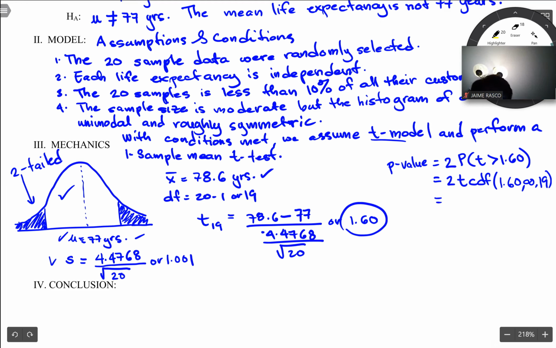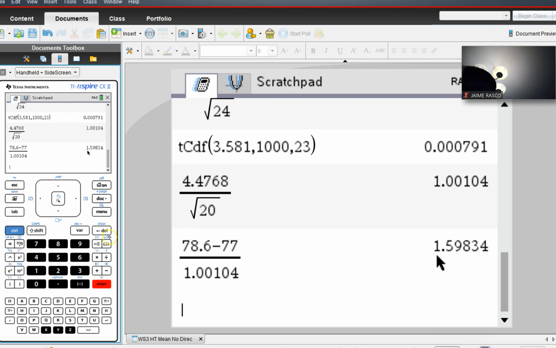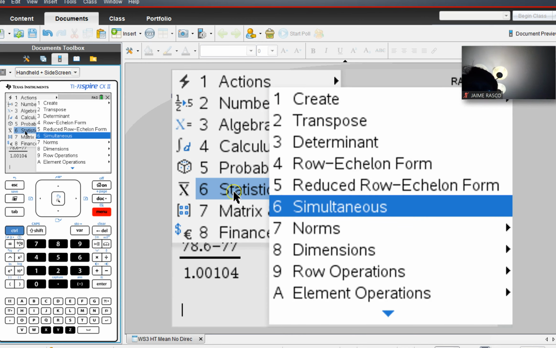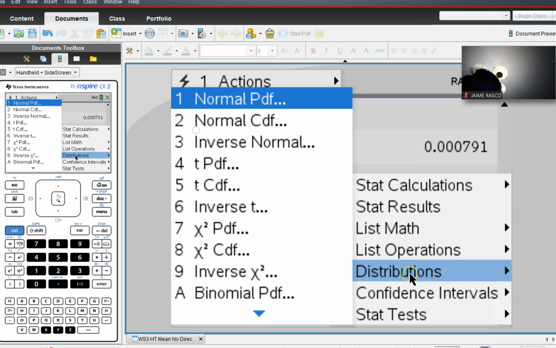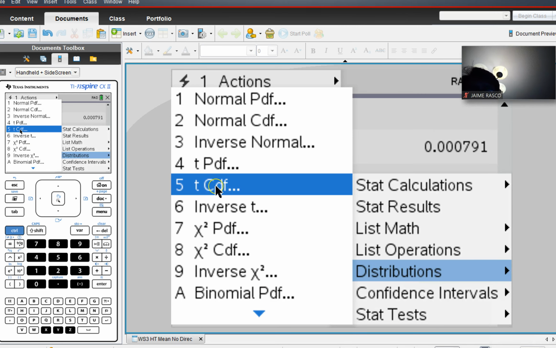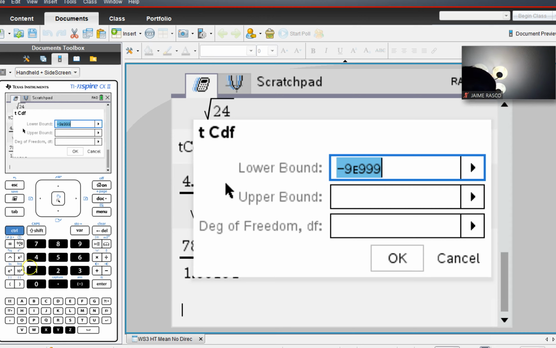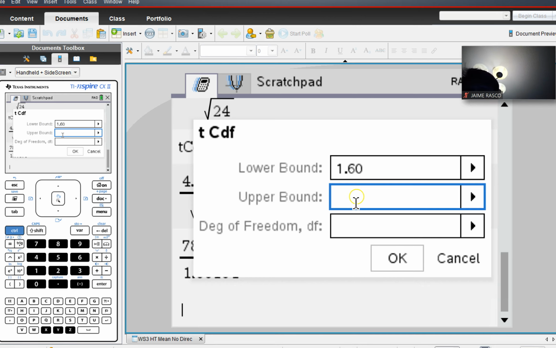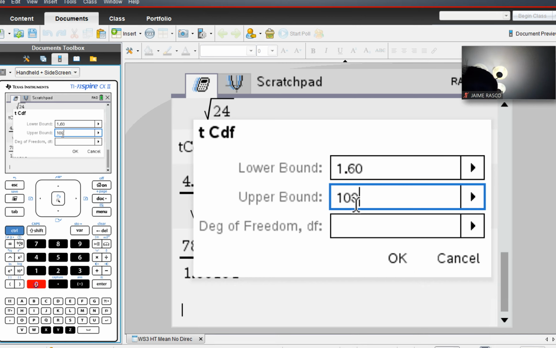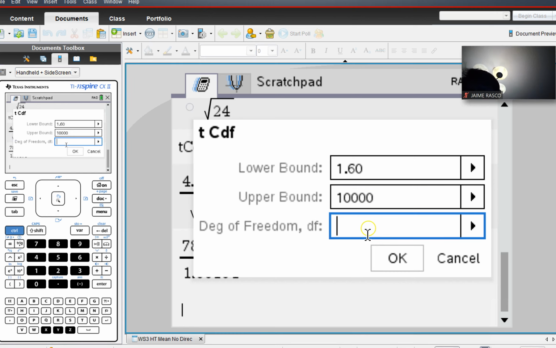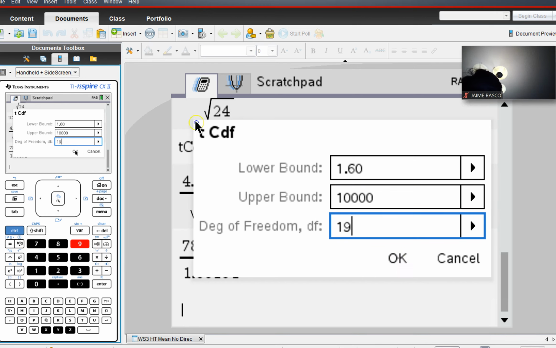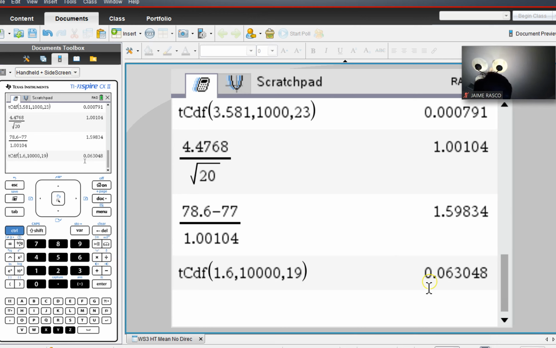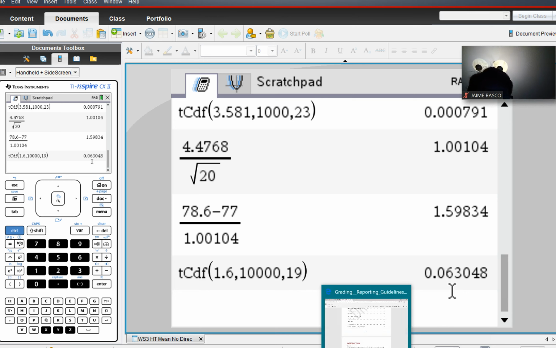Okay, so let's get that in our calculator. Menu, stat, distributions, tCDF, and lower bound 1.60, upper bound positive infinity, so I'm just going to put a big number here, and then the degree of freedom is 19, and I hit OK. So the CDF is 0.063, and remember, okay, let me just write it first.